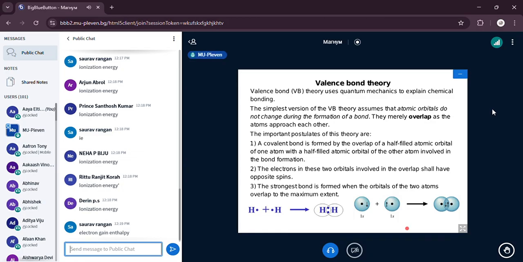According to this theory, atomic orbitals of bonding atoms don't change during formation of chemical bonds. They don't change. They overlap. So the basic term here is overlap. What is the meaning of overlapping? The electron density of one atomic orbital enters the electron density of the second atomic orbital.